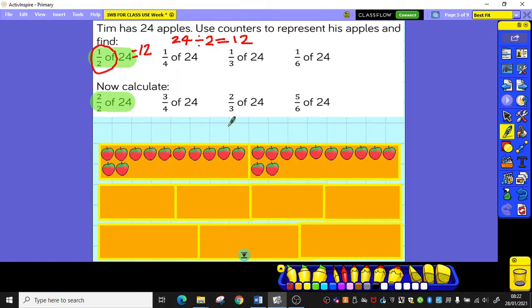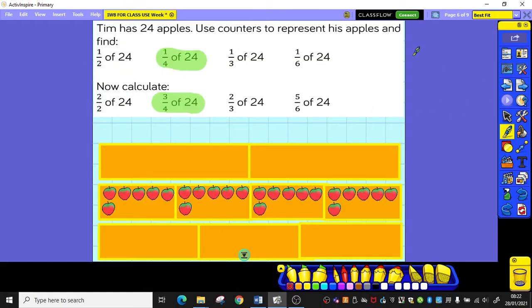So I could have counted my apples or counters into my boxes if I wanted to. If I had 24 still at the top here, I could have gone 1, 2, 3, 4, and so on. And I end up with 12. But equally, just knowing that this is dividing, when you find half of something you're dividing by 2, I can actually just use this fraction. Now, if I know half of 24 is 12, 2 halves of 24 would actually give me my whole. It would actually be 24.